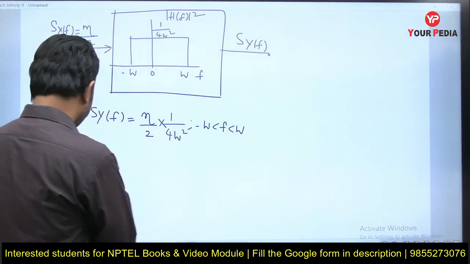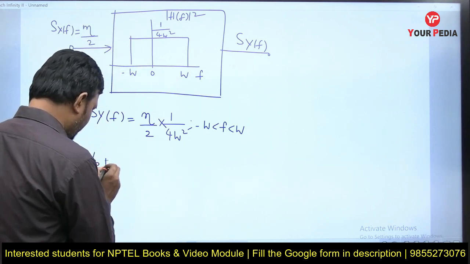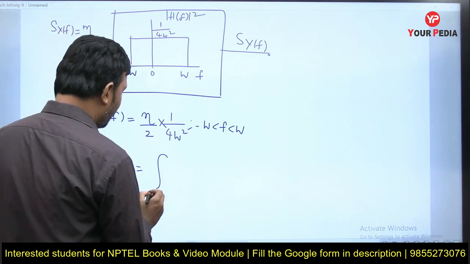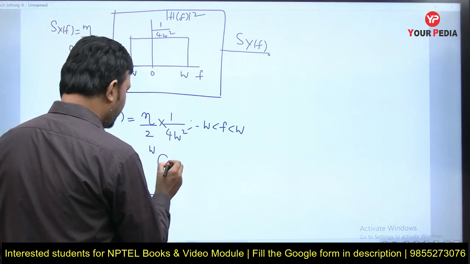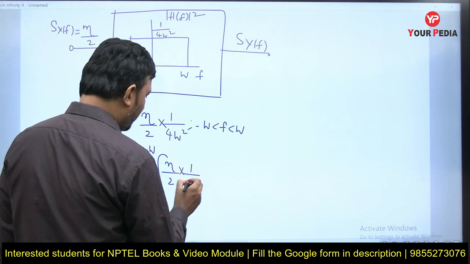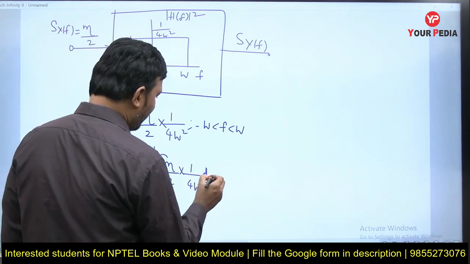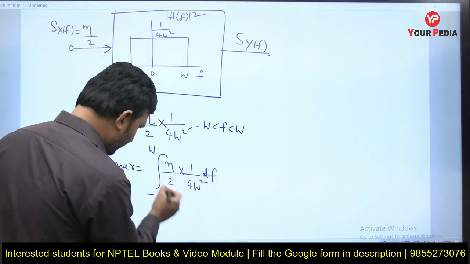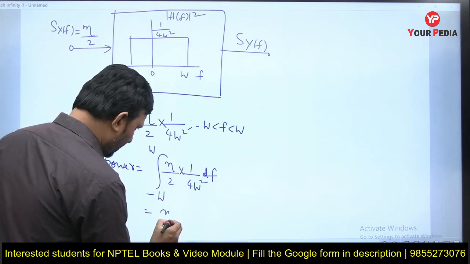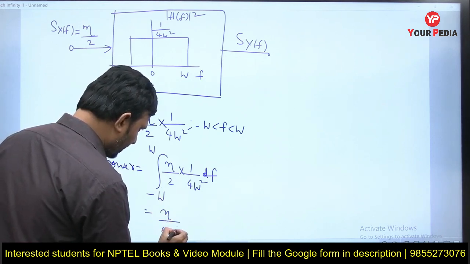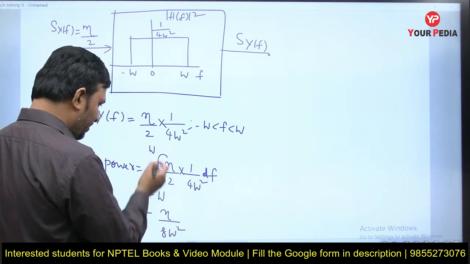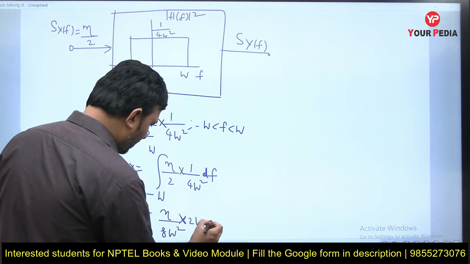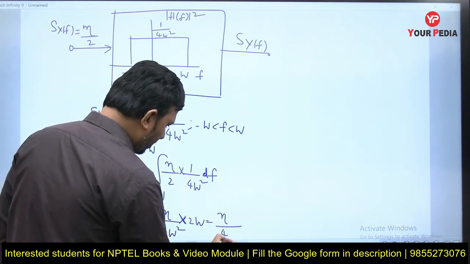So output power is nothing but the area, meaning integration from what value to what value? Minus W to W, eta by 2 into 1 by 4W square df. Now we don't have any terms with respect to df, so this will become constant, or eta by 8W square. Integral of df will be f, and between minus W to W it will be 2W. So output power will be eta by 4W.